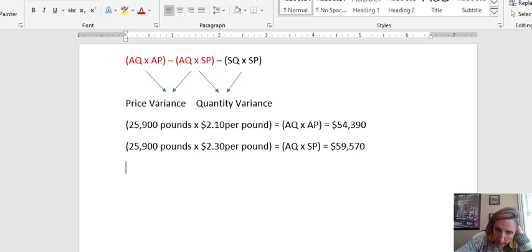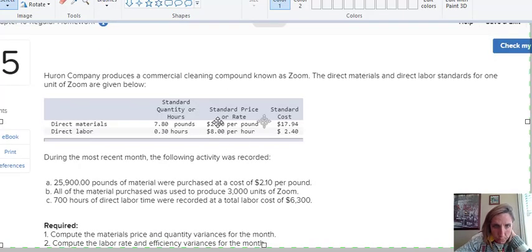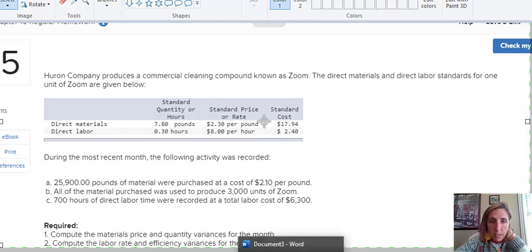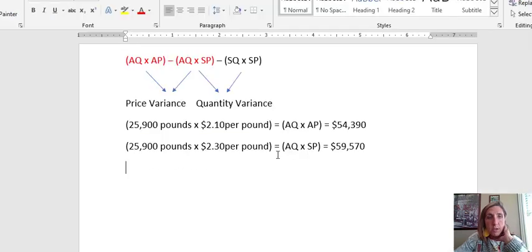So the standard price was found in the chart. Remember that one slide said your standard quantities and prices will be given on the problem at the beginning. Those are per unit. So it says I should have spent, or I could have spent up to, $2.30 per pound. I actually saved money. So I know this is going to be favorable. But if I keep my formula in this consistent pattern, knowing when you have a negative number, you're going to be favorable.